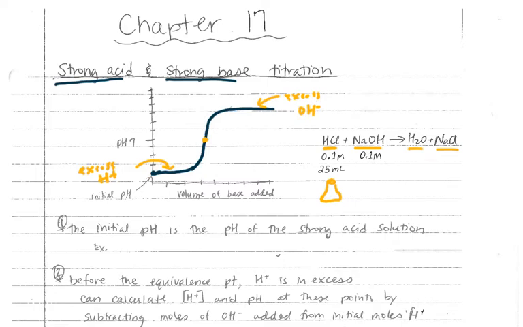So the initial pH, 0.1 here, of the strong acid solution is right here. So for example, we have 0.1 molar hydrochloric acid, and the pH of that solution would be the negative log of 0.1, which equals a pH of 1. Hence, that's what we've marked on this graph here.